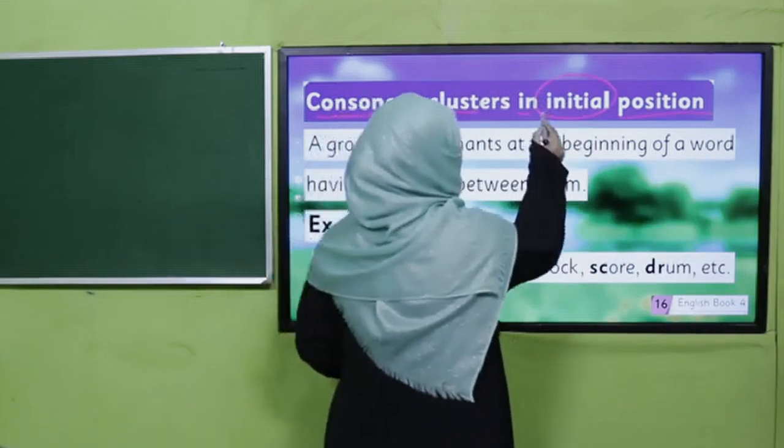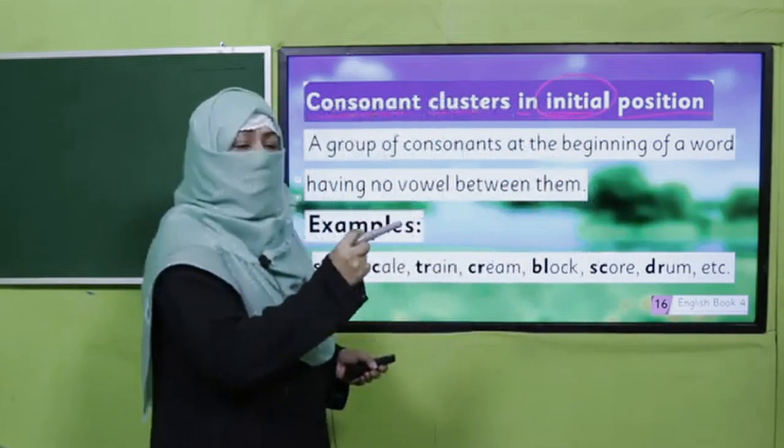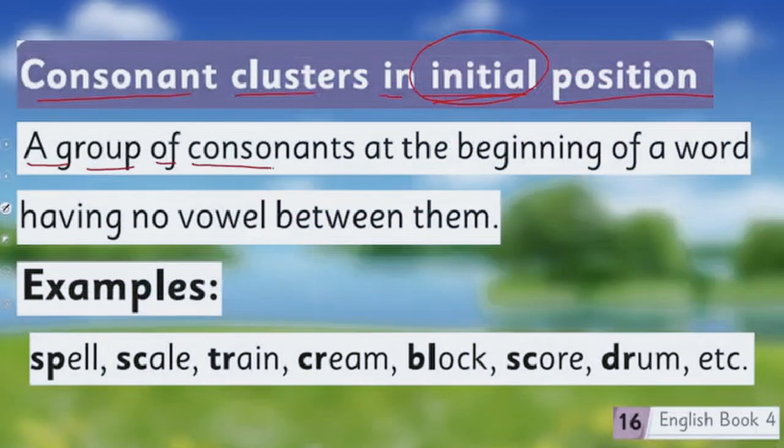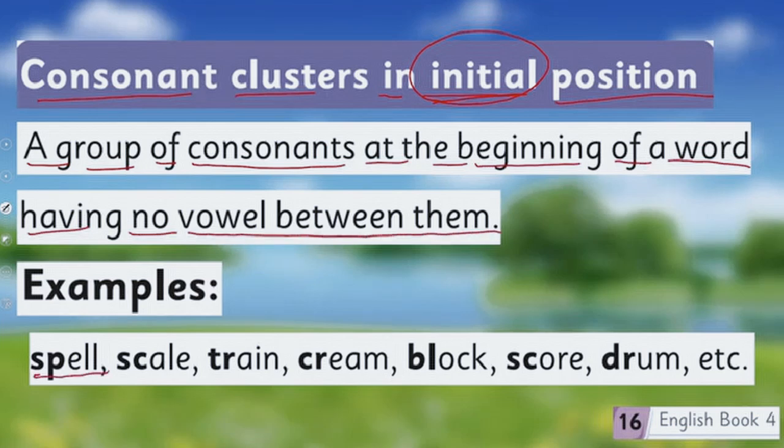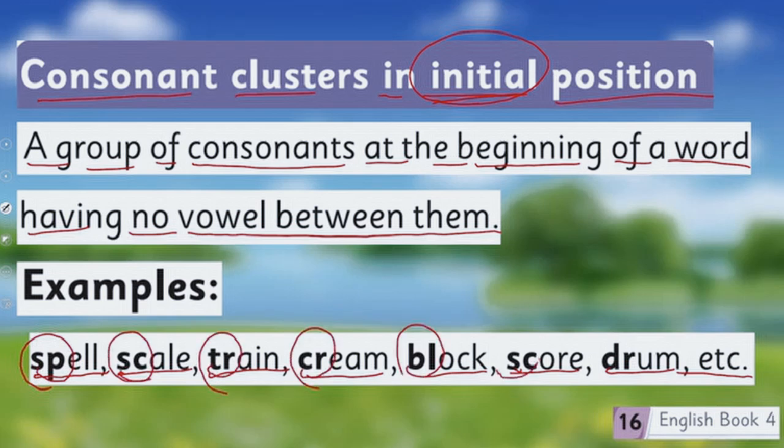Yes, my dear students, what does initial mean? At the start of the word. A group of consonants at the beginning of a word having no vowel between them. Its examples are spell, scale, train, cream, block, score, drum, etc. So here you see with every word we have a consonant cluster of two consonants at initial position. So this is called consonant cluster in initial position.